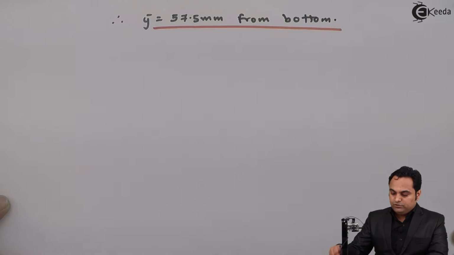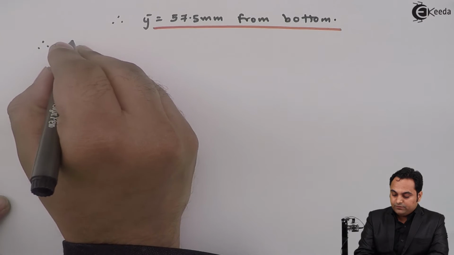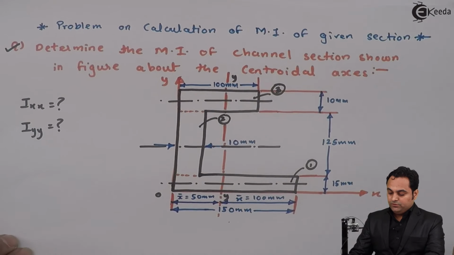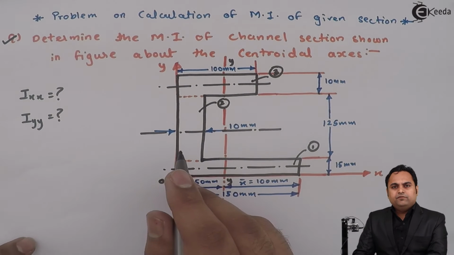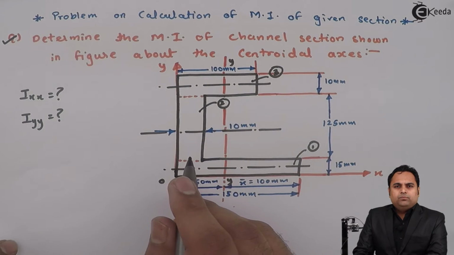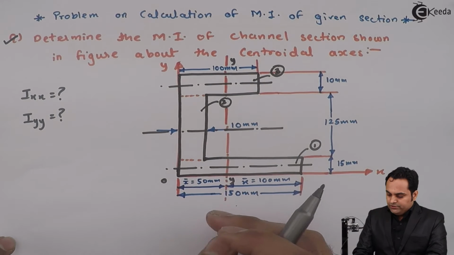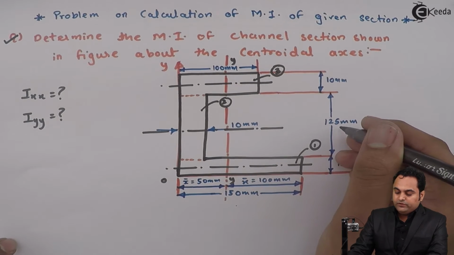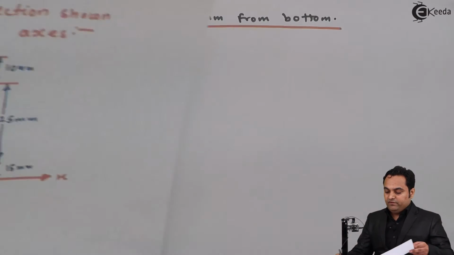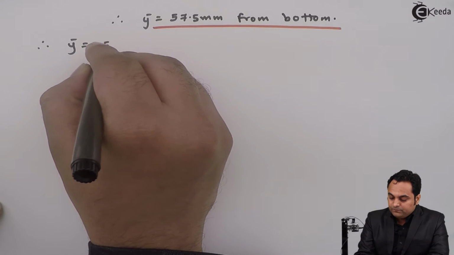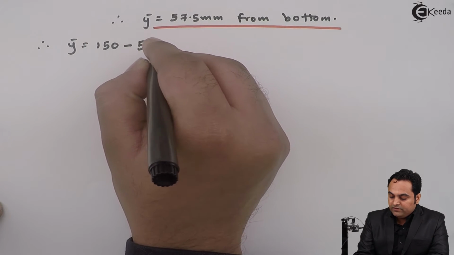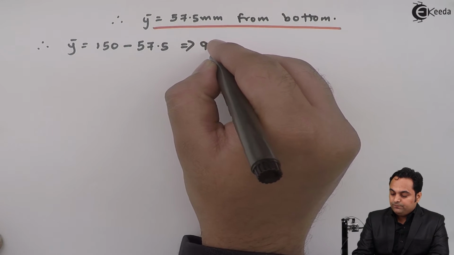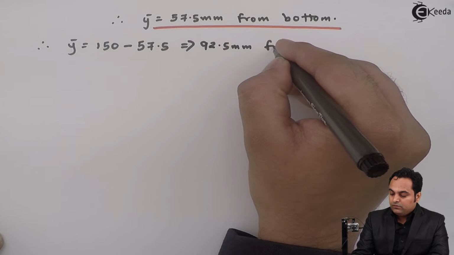Now after getting y bar from bottom, since we had taken all the references from bottom, we have got y bar from bottom, that is 57.5. Now we also need y bar from top, which is required in the calculation of moment of inertia. So we add these values, 15 plus 125, that is 140, plus 10, 150. From 150 I subtract the value from bottom, 57.5. So here I get y bar as 92.5 mm from top.